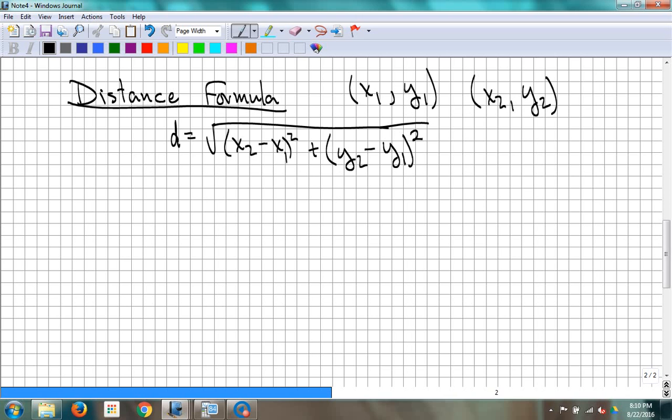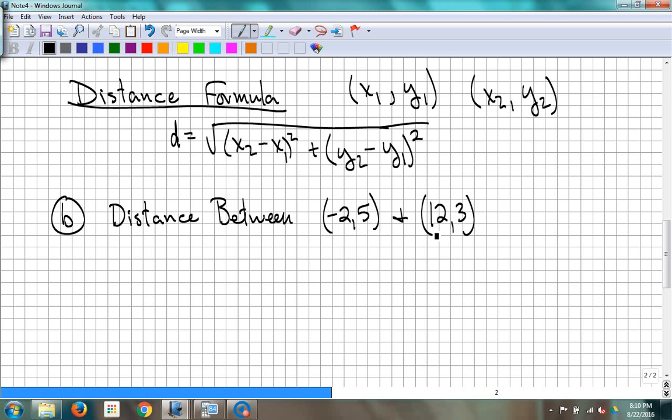So let's look at an example. And we might have 2 points. And we want to find the distance between, this is example B, I guess. The distance between -2,5 and 12,3. And, you know, plotting them on the coordinate plane is great and wonderful, but that doesn't help us find the distance.